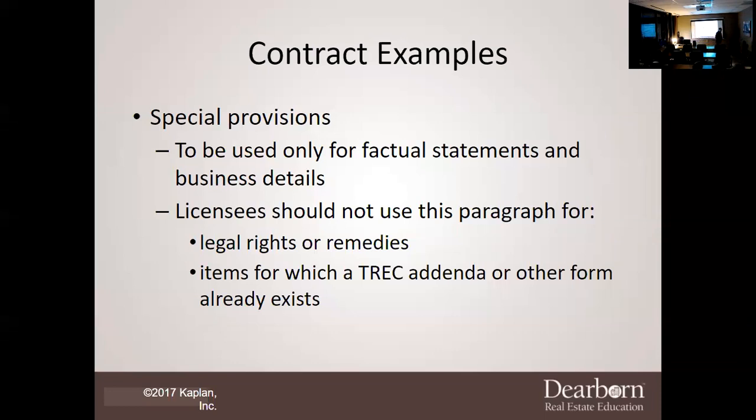For example, if there's nothing anywhere else in the contract or in any other form, say that we want the seller to move the trampoline off the property within 5 days. That would be something we could use for special provisions. We can state factual statements, but licensees should not use the paragraph for legal rights or remedies, or items for which a TREC addendum or other form already exists.